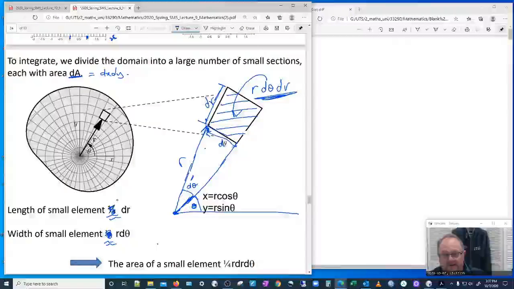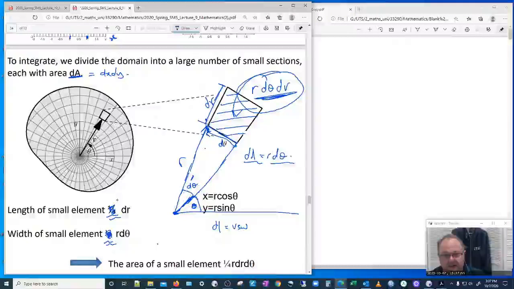Likewise, if we were to have dl here, r d theta. But this is the one that we're interested in up here. So in terms of dl, r sine theta, d theta, r d theta. Okay, so the area, that should be an equivalent.